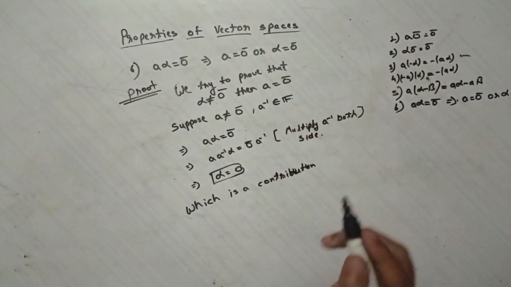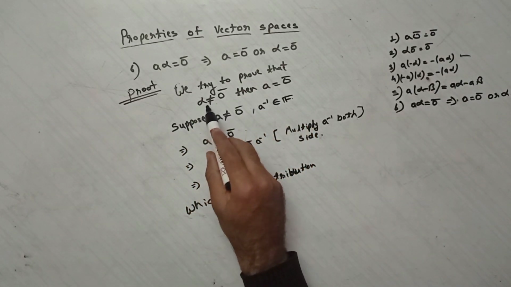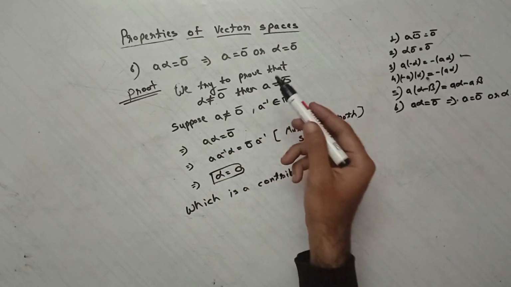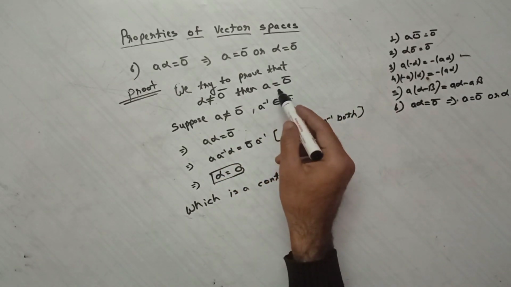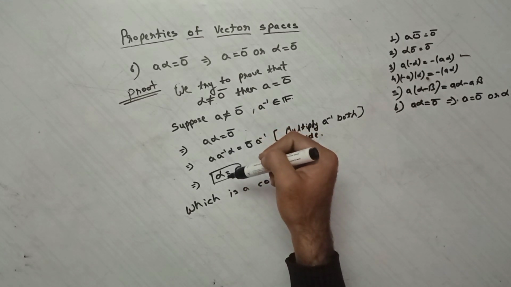Because of this contradiction, we have proved that a equals 0 vector. If we assume that a is not equal to 0 vector, then we get a wrong result.